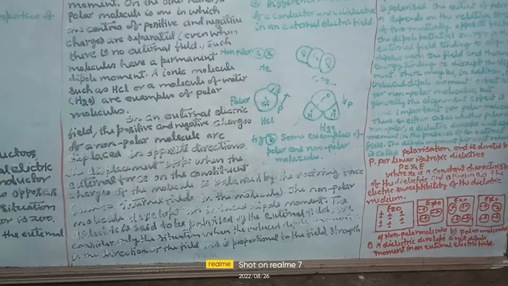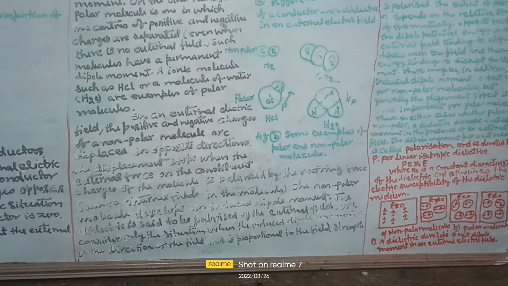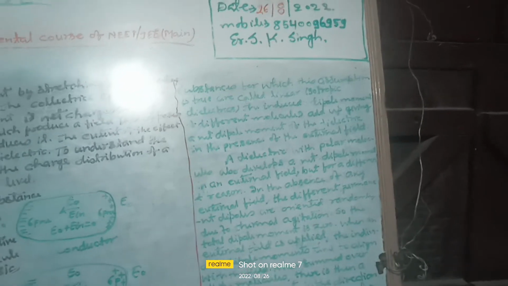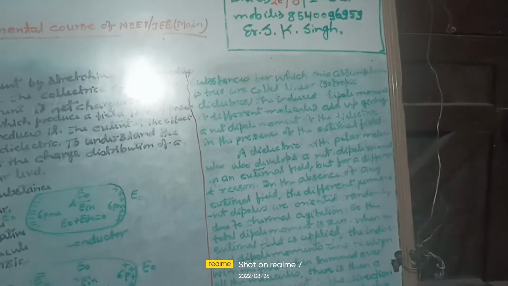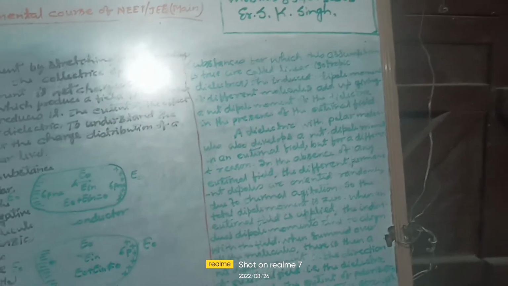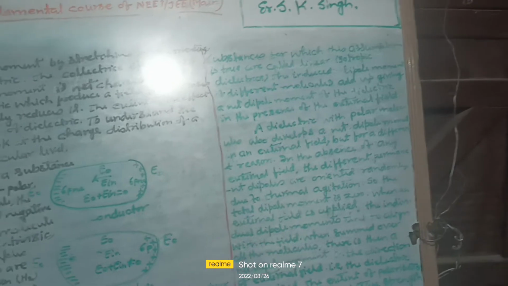We consider only the situation when the induced dipole moment is in the direction of the field and is proportional to the field strength. The substances for which this assumption is true are called linear isotropic dielectrics. The induced dipole moments of different molecules add up, giving a net dipole moment of the dielectric in the presence of the external field. A dielectric with polar molecules also develops a net dipole moment in an external field, but for a different reason.